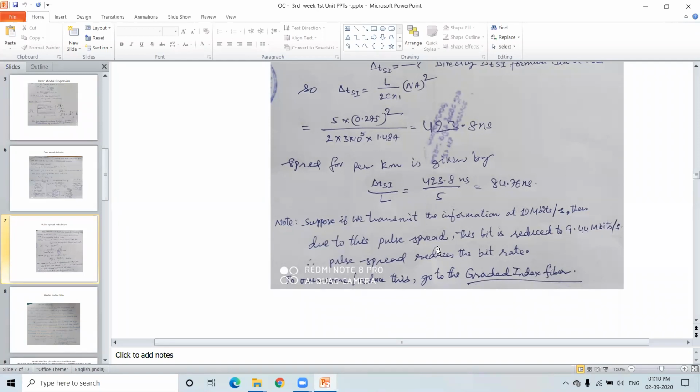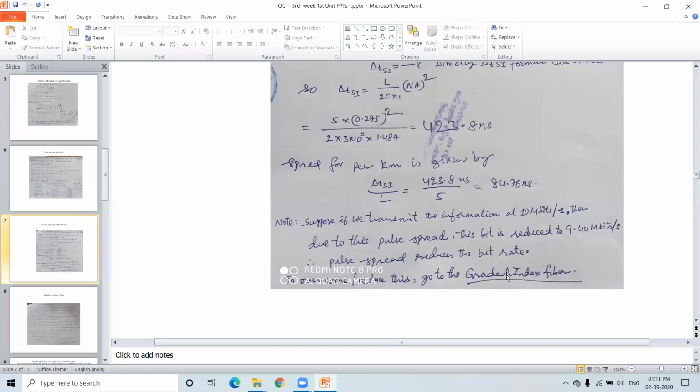So can we reduce this pulse spreading so that the pulse spread reduces and the bit rate increases? The ultimate aim is to increase the possible bit rate, right? So can we reduce this pulse spread? Yes, of course. The answer is yes. That is by moving from the step index fiber to the graded index fiber.